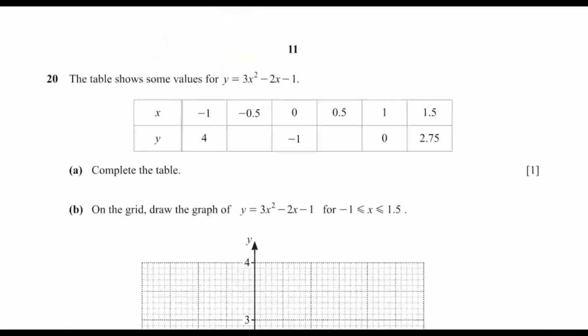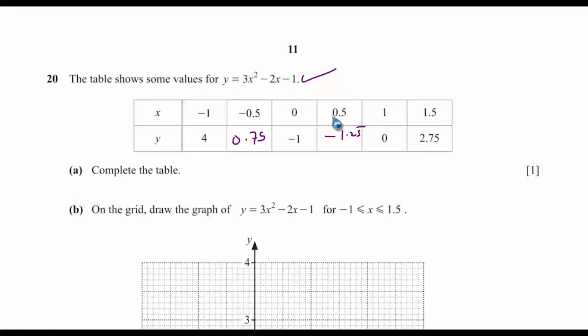So the next question is question 20. The table shows some values for y equals 3x squared minus 2x minus 1. So complete this table. You can easily input this into your calculator and set the value from minus 1 to 1.5 and the step to be 0.5. So when you hit enter, you get your values, your readings. So when x equals minus 0.5, the value of y will be 0.75, and when x equals 0.5, the value of y will be negative 1.25.